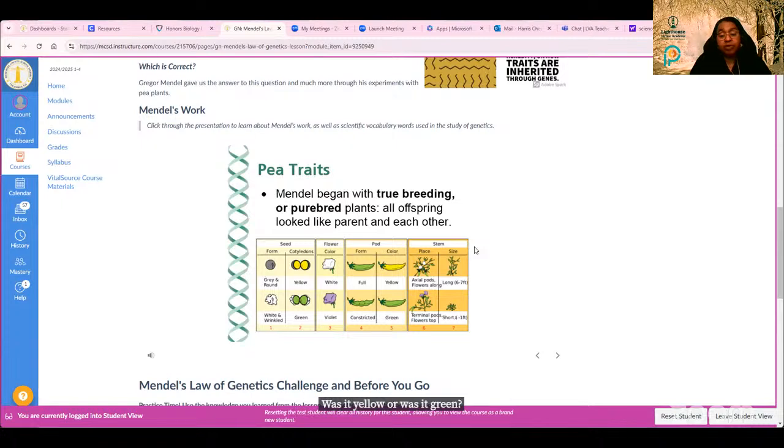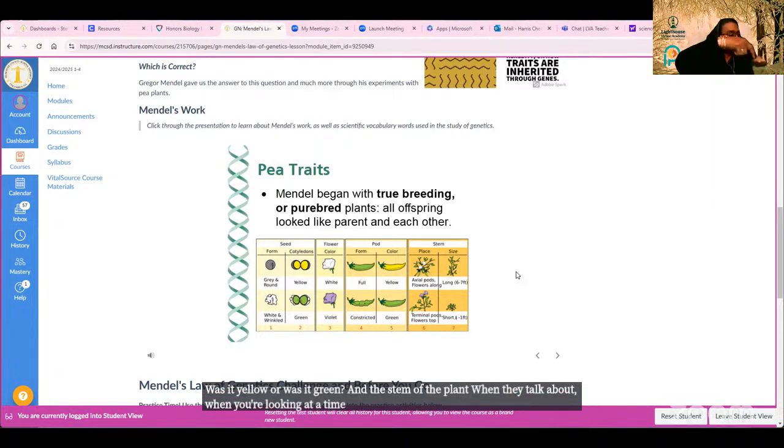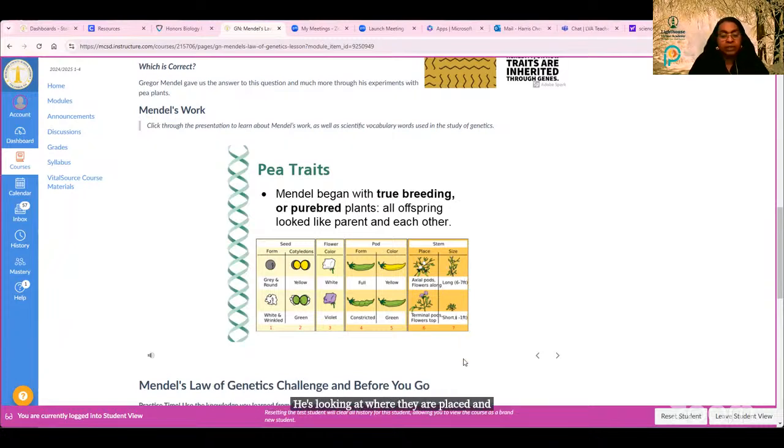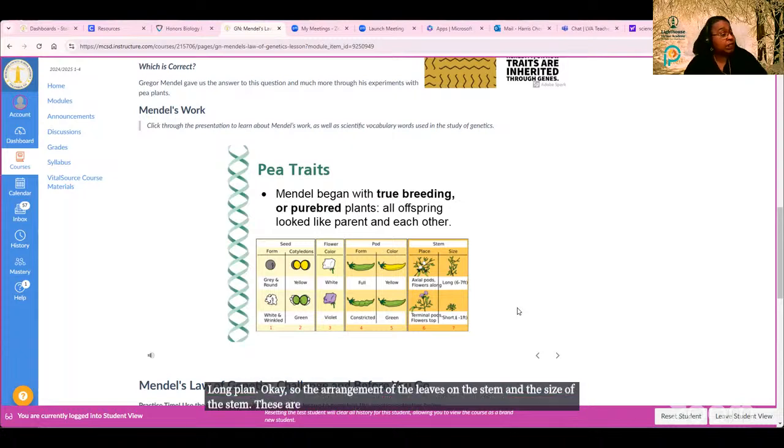And the stem of the plant. When you're looking at a plant, the arrangement of the leaves on the stem is the axil. So that's when they say the axil of the pods. He's looking at where they are placed and the size of the stem. How long is it, or is it a short plant or long plant? So the arrangement of the leaves on the stem and the size of the stem. These are all the characteristics that he studied just by looking at peas, and he based all of his genetic research on just these characteristics.